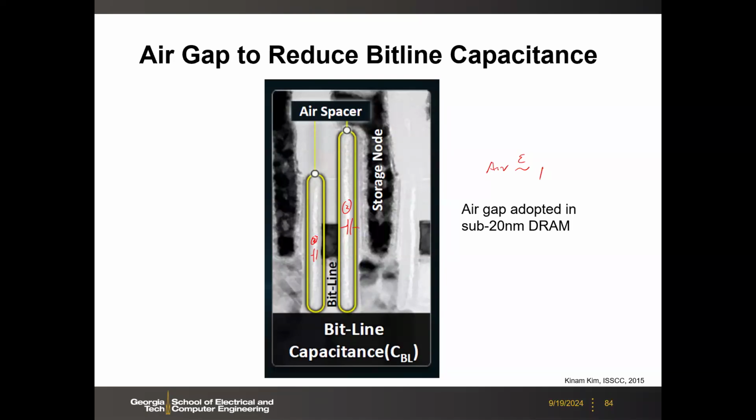It's a void there. It's a void here. That's nothing. When we say air, it means nothing is there. It's like a vacuum. Of course, you can have some air there. We are using the air spacer both to reduce BL to PL and also BL to word line. BL to word line, we will talk about that in the next few slides. That relates to the transistor structure.